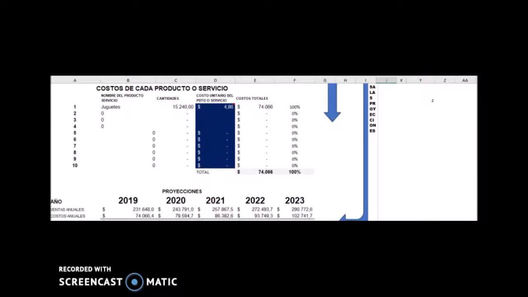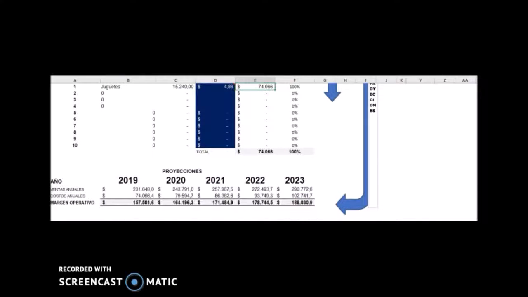Well, so in here we consider how much it will cost to make a toy. So as we saw before, we are hoping to make 15,240 toys. Each one is going to be made at a price of $4.86. So annually, the cost of making the toys is going to be 74,066.